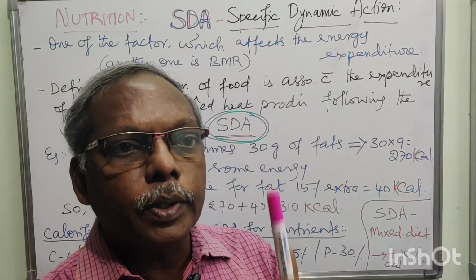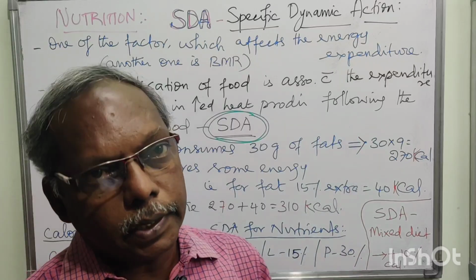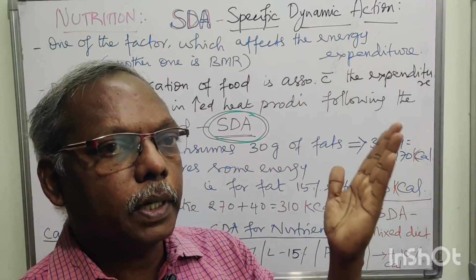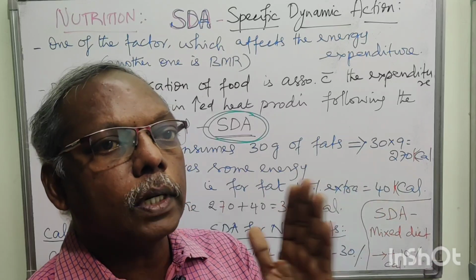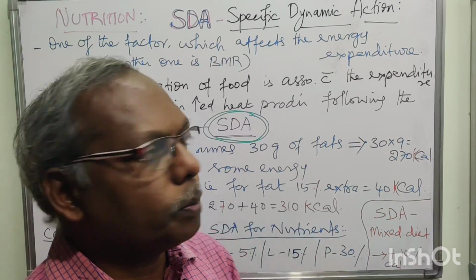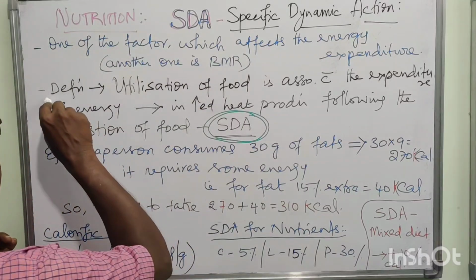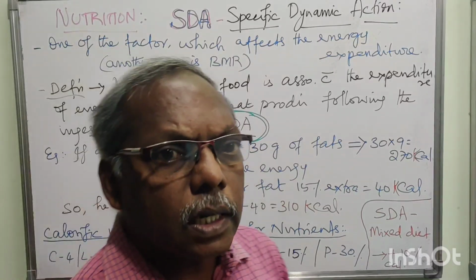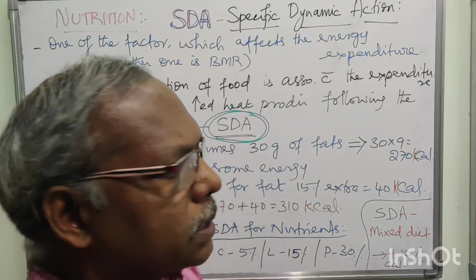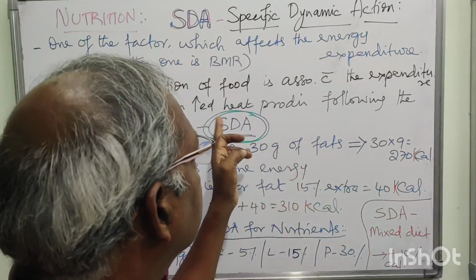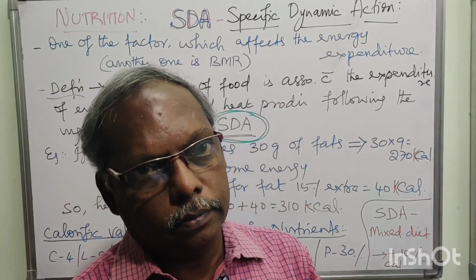This is one of the important factors which affects energy expenditure. The first one is BMR, the second one is SDA, which affect the total energy expenditure in our body. So the definition is: utilization of food is always associated with the expenditure of energy in the form of increased heat production following the ingestion of food.